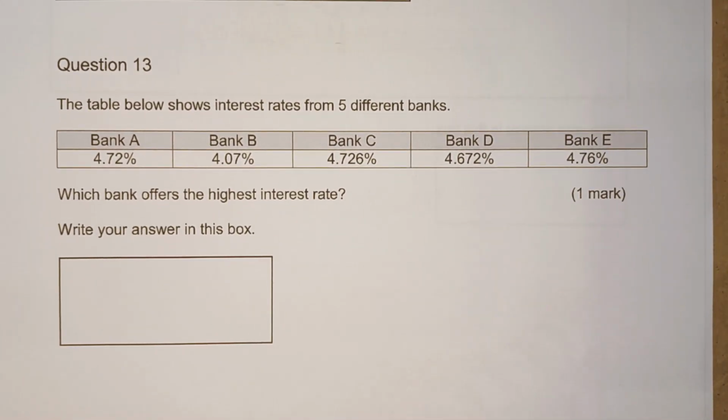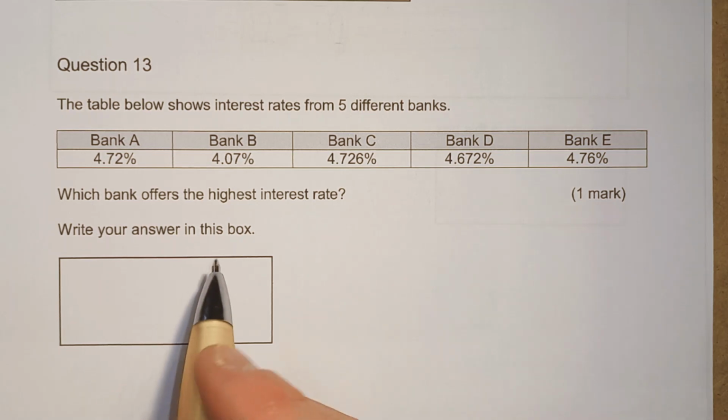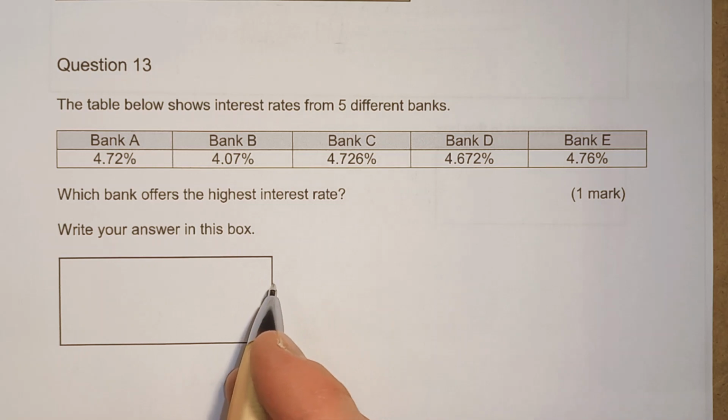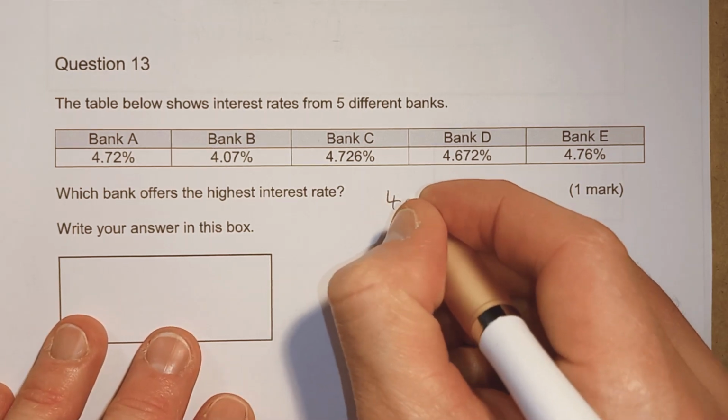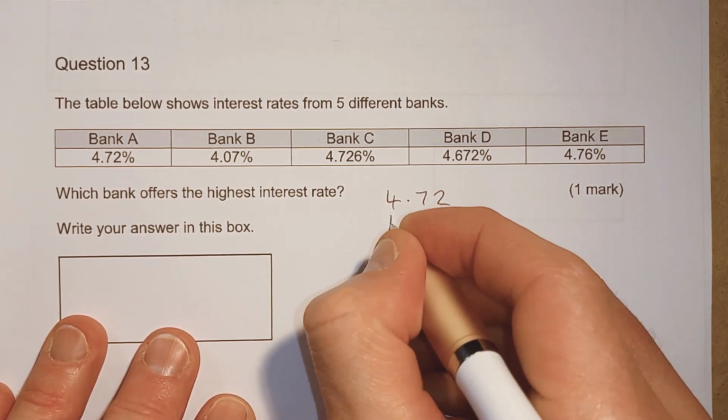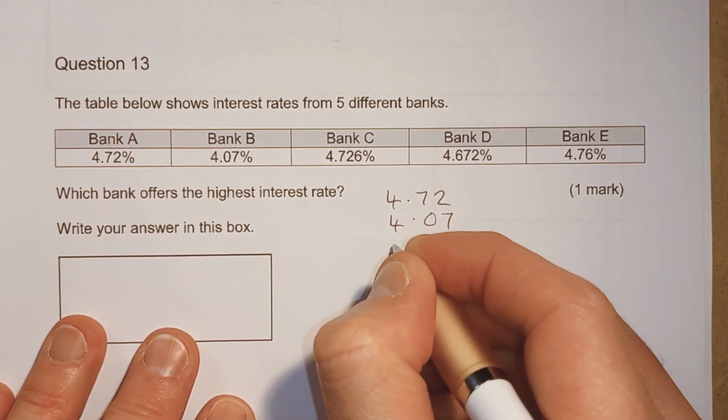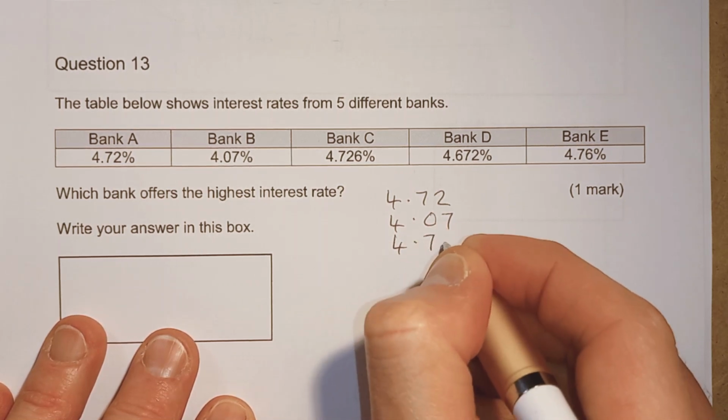Question 13. The table below shows interest rates from 5 different banks. Which bank offers the highest interest rate? Well, it's going to be the biggest number. But what we can do if we want to compare them is write one on top of the other. This is a nice way to compare. Then you've got a bit more like with like.